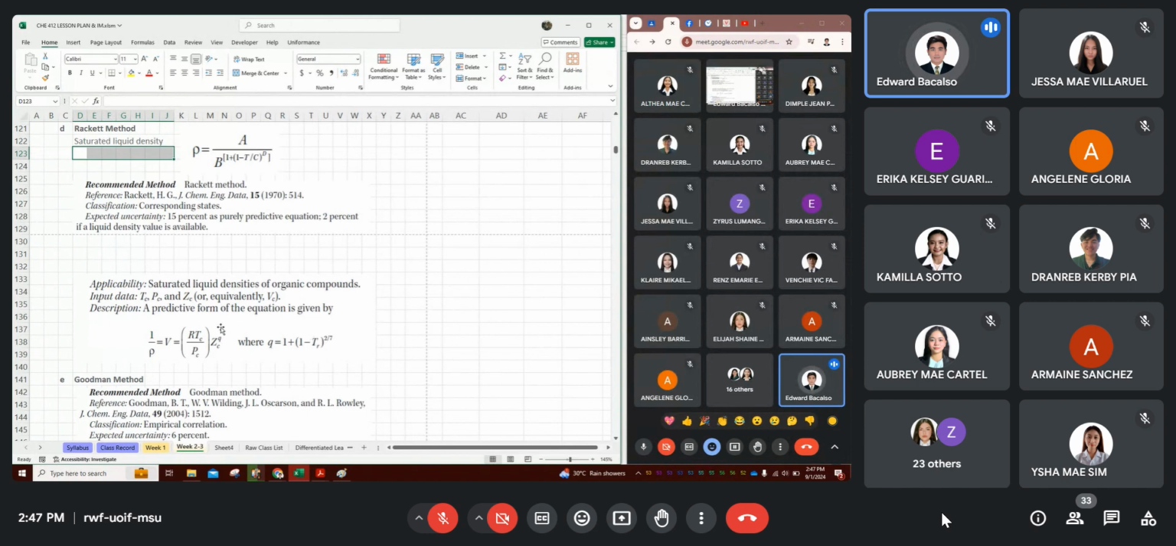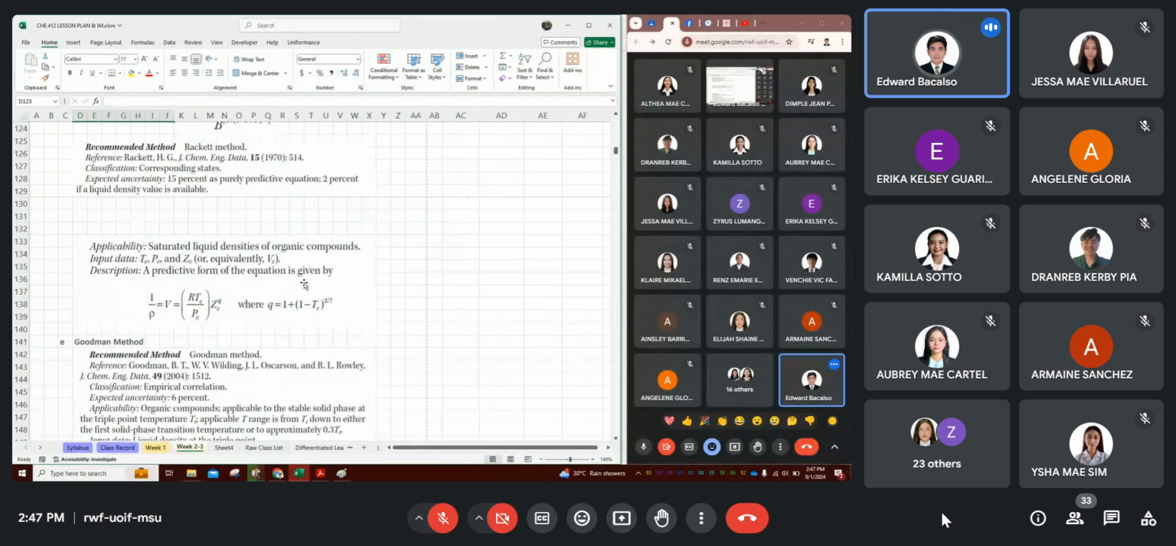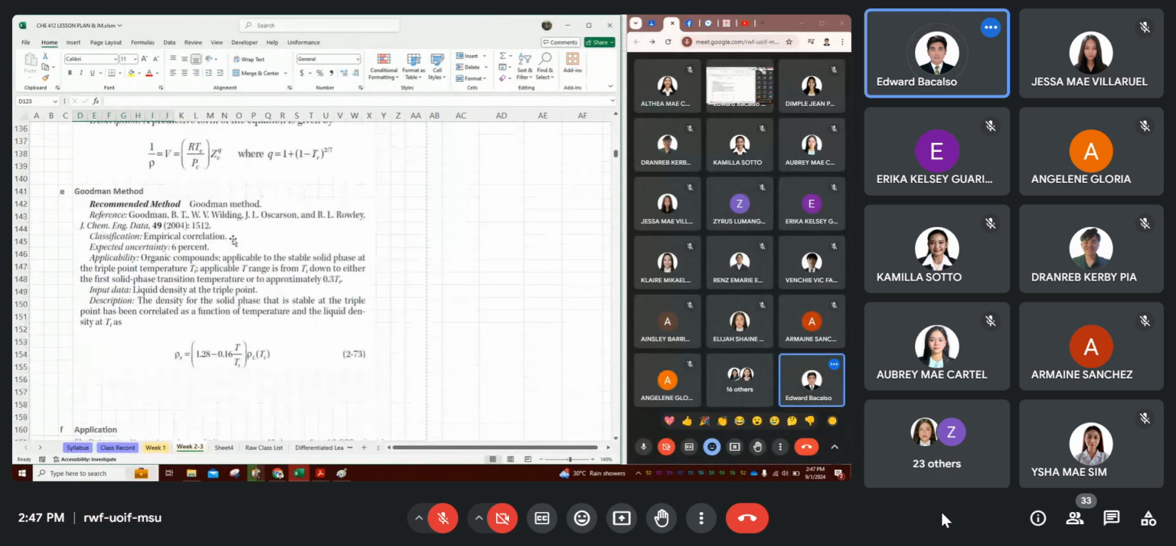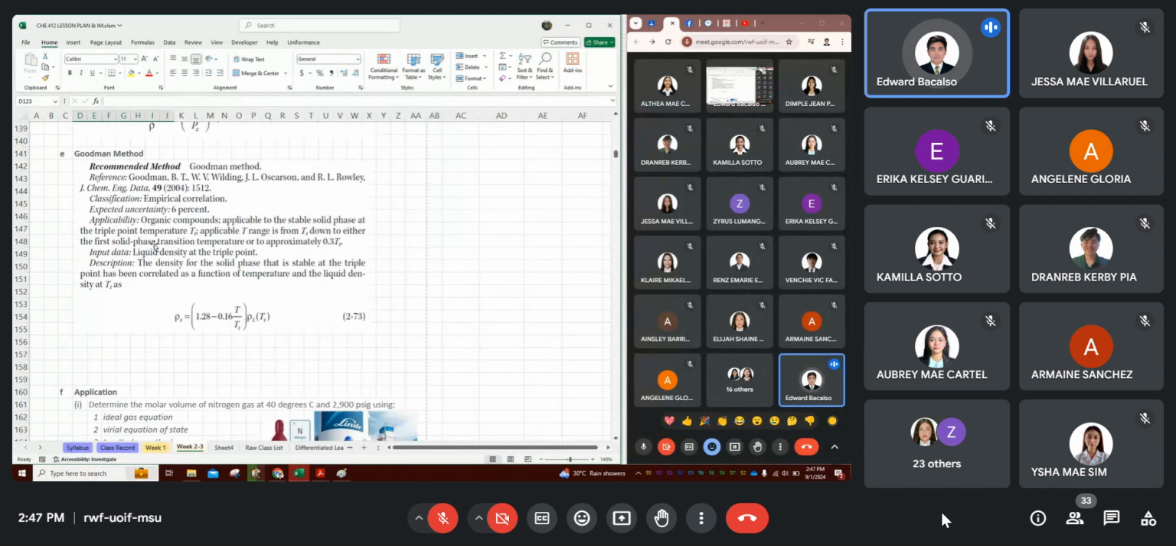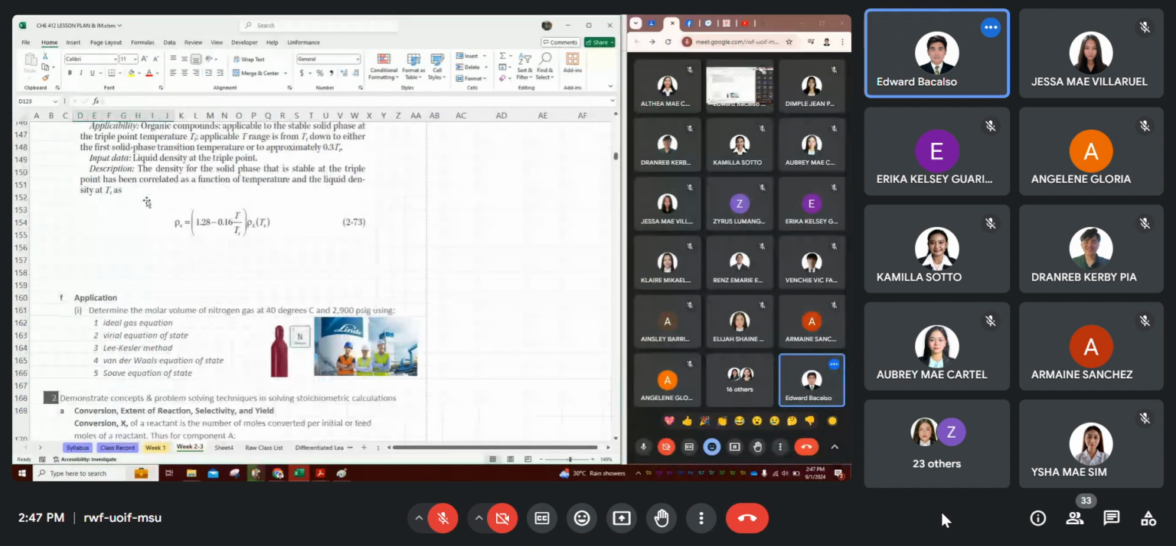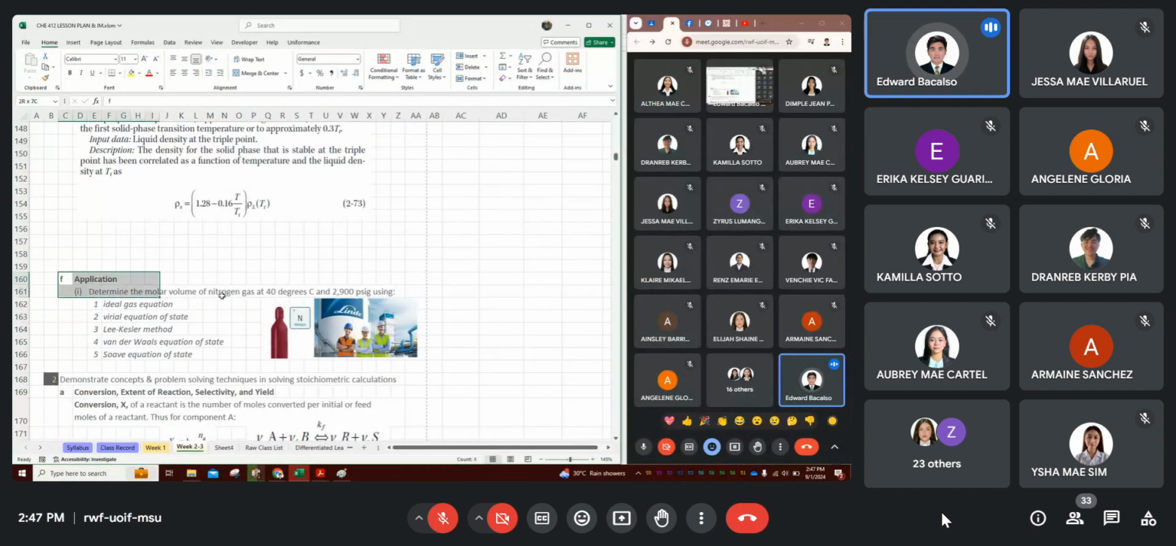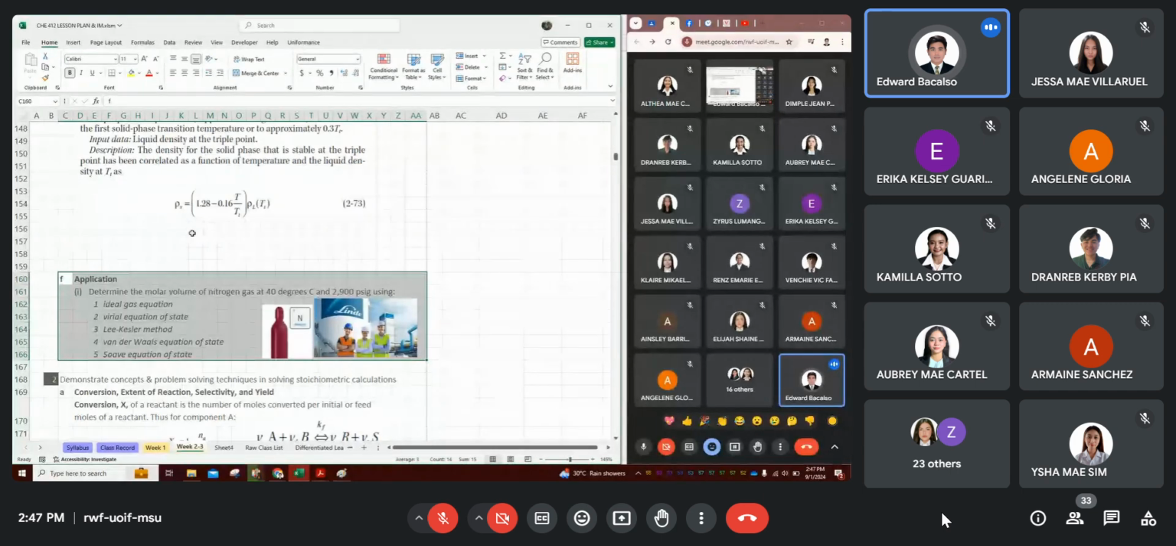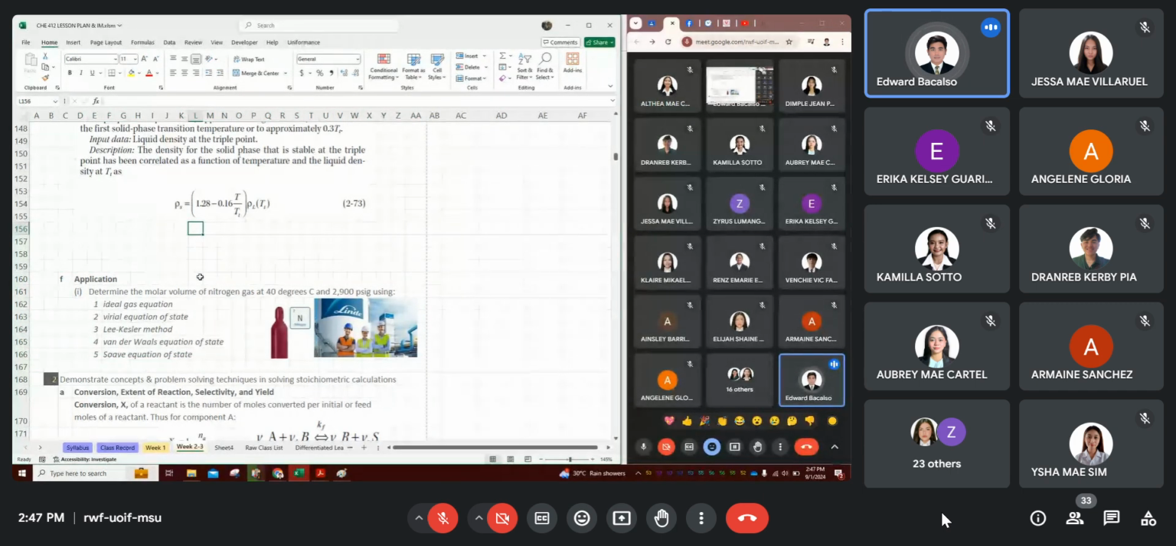Then, may definition lang ng Q, which is the reduced temperature, a function of reduced temperature. Merong Goodman method, which is for solids density or molar volume. Then, yan. Lastly, application, ito ay yung nasa assignment nyo na. Kaya nyo na: nitrogen gas, 40 degrees Celsius, 29 PSIG. Ano ang kanyang volume in terms of ideal gas, virial, Lee-Kesler, van der Waals, and Soave?